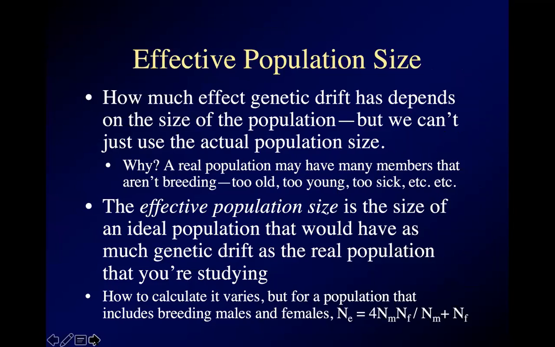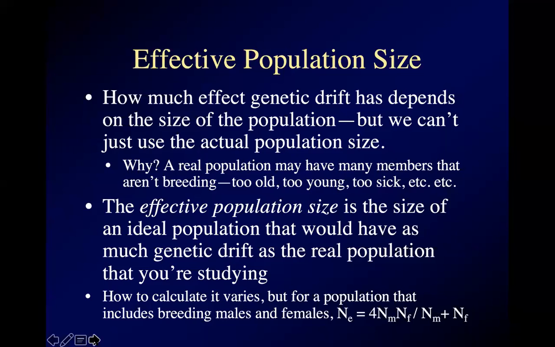Okay, how much effect genetic drift has depends on the size of the population, but we can't just count noses. We can't just use the actual population size, because at any given moment, a real population may have many members that don't breed. They could be too old, they could be too young, they could be too sick, they could be unattractive. Well, I'll show you what I mean by that in just a second.